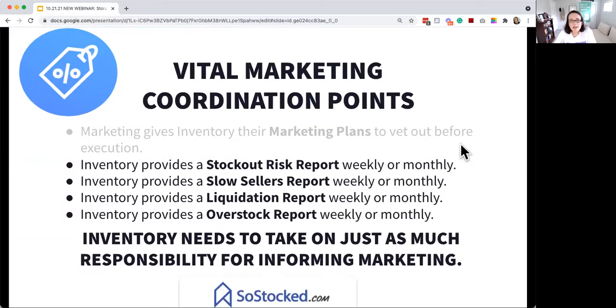Okay, so let's talk a little bit about the vital coordination points that your inventory team now has to give to your marketing team. This is all regarding stockouts and your slow sellers. And some of these are going to sound very similar, but I'll explain the differences.